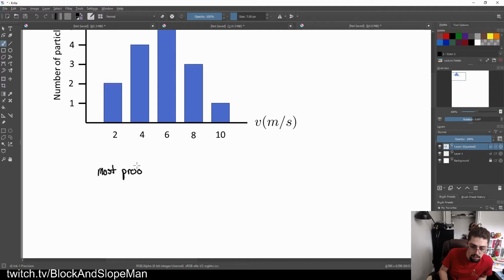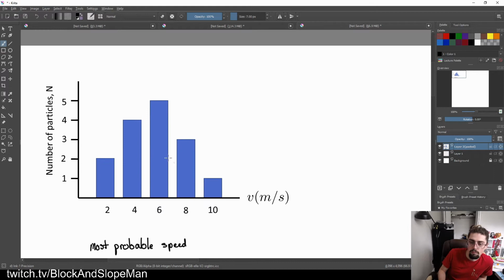And don't be like me, don't write out "most probably speed." Most probable speed. Bam, there it is. 6 meters per second. All I really have to do for that one is look, find the tallest point on the graph, and say, okay, if I was to randomly draw these particles from a hat, I would most likely draw from the 6 meters per second, because there's the most of those than anything else. So that was nice and easy.